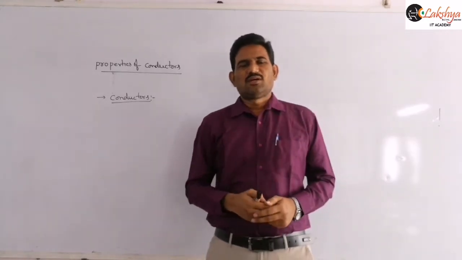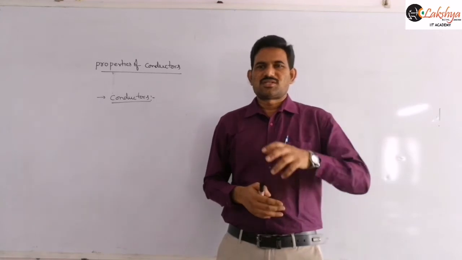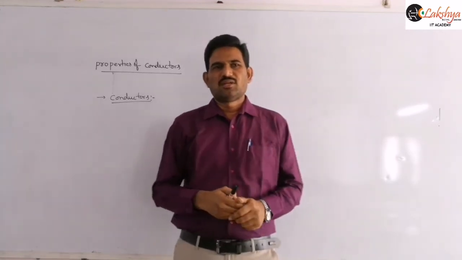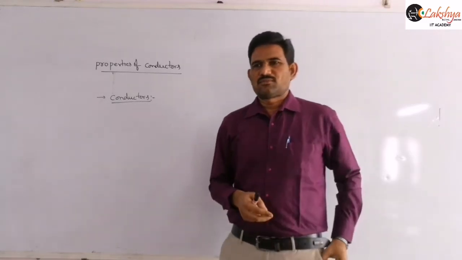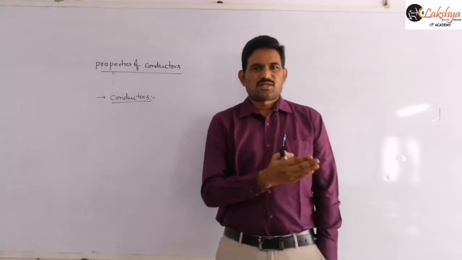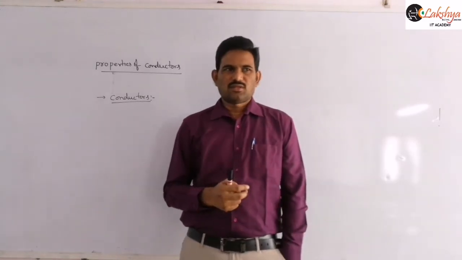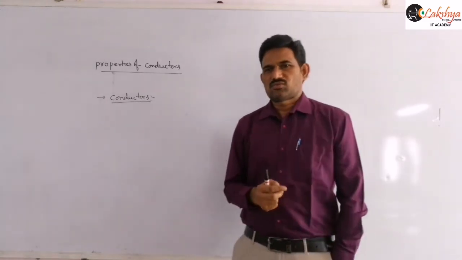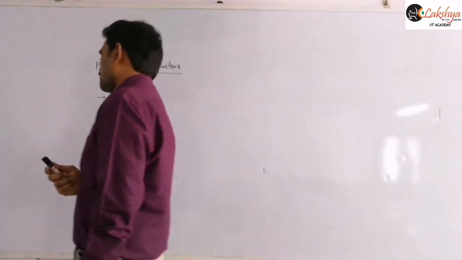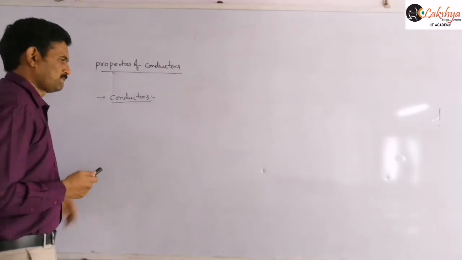Insulators are materials that do not contain free electrons, so they are not suitable for electric current to flow through them. Semiconductors are materials whose electrical properties lie in between conductors and insulators. Now let us see the properties of conductors.